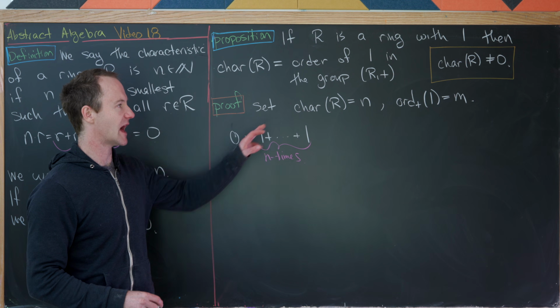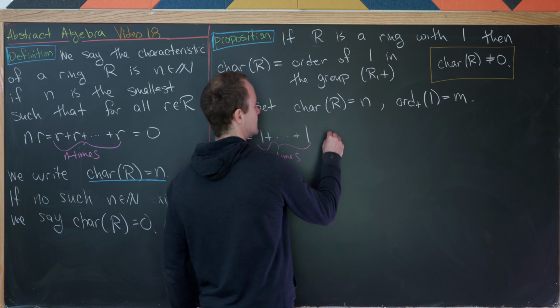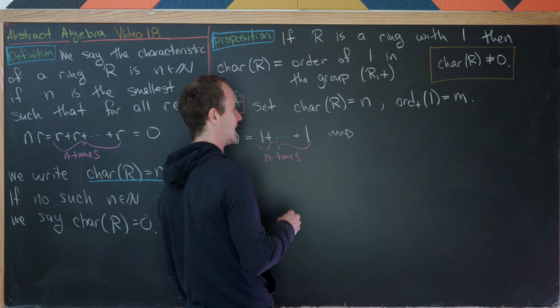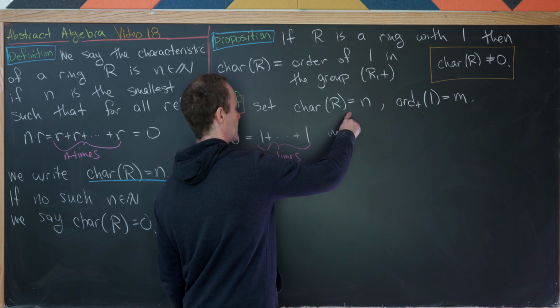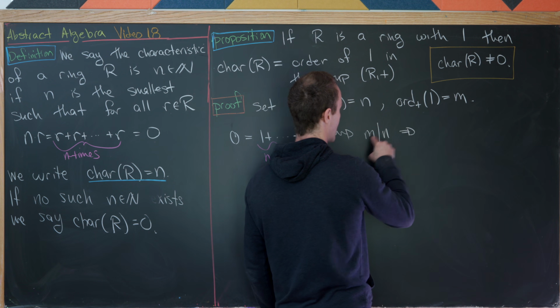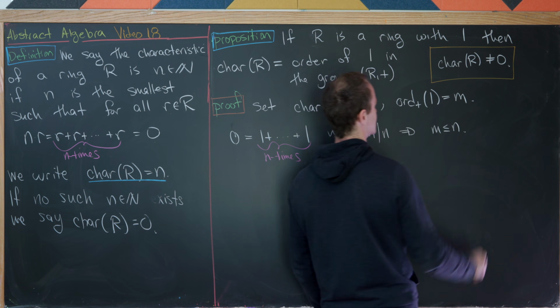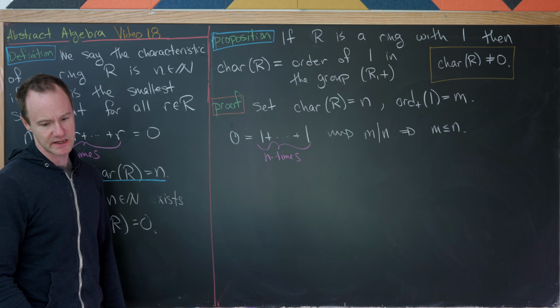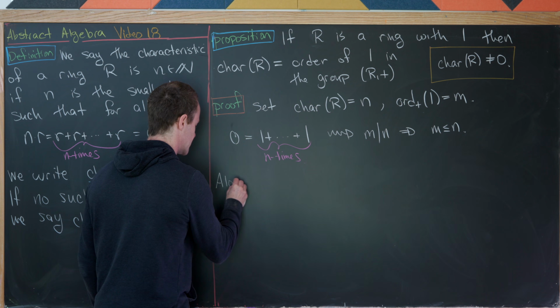But now viewing that in terms of the order m, recall that this is going to immediately, inside of the additive group, tell us that the order divides the characteristic. In other words, m divides n. But the only way for m to divide n is for m to be less than or equal to n. But now let's reverse this and look at the following calculation.